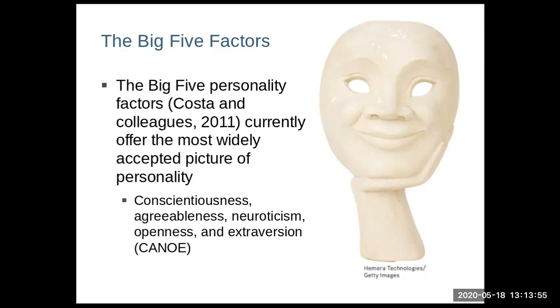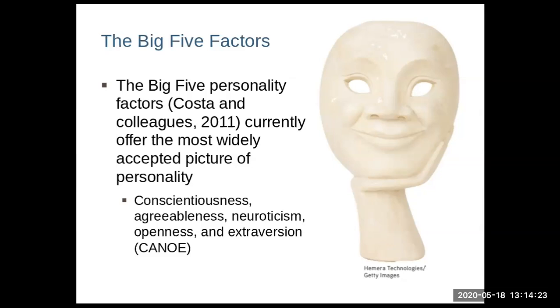And it seems to offer what is believed by most to be the most widely accepted picture of personality. So they looked at the ideas of Eysenck with this introversion, extroversion, and emotional stability, which they call neuroticism. And they said there are a few other factors that they didn't really take into consideration that we can see more now that we have advances in technology and more research and all of that.